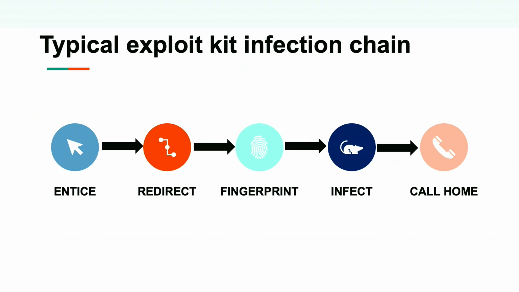Then we have fingerprinting, which is basically profiling the client for what kind of browser extensions and operating system it is running, and then comparing this against the exploit pool that the exploit kit has, and picking the right exploit to launch. The next stage is infection. Once the exploit kit figures out the victim is vulnerable, it picks the right exploit and launches it, which is basically dropping and executing the payload on the victim machine.